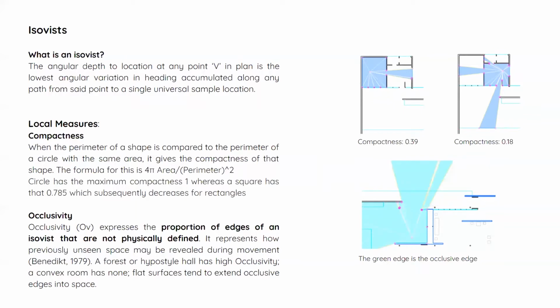Compactness is the ratio of the area of a shape to the area of a circle, both with the same perimeter. The value of compactness ranges from 0 to 1. Occlusivity is an edge that is unbounded by a surface but is the result of the visible field being blocked at some point, with the emergent edge being called the occlusive edge.